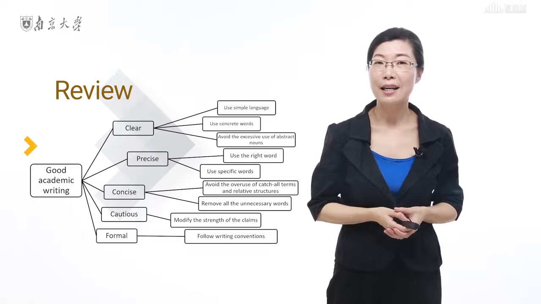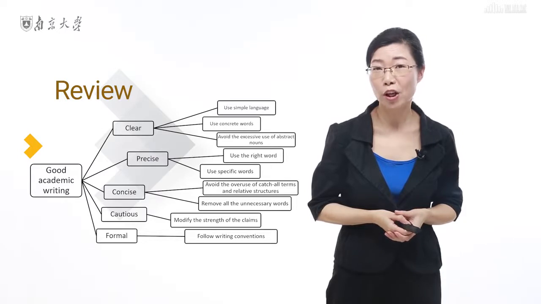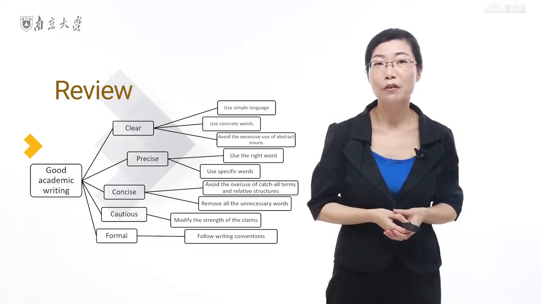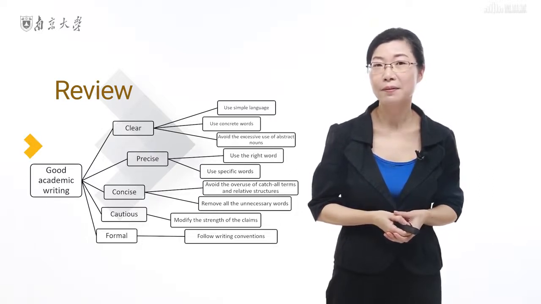Secondly, academic writing should be precise. To improve precision of language, you should learn to use the right word for your intended meaning and to use specific rather than general words. The third feature of academic writing is conciseness, which can be achieved through avoiding the overuse of catch-all terms and relative structures, as well as removing all the unnecessary words.